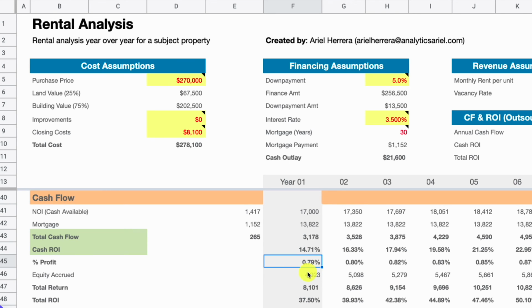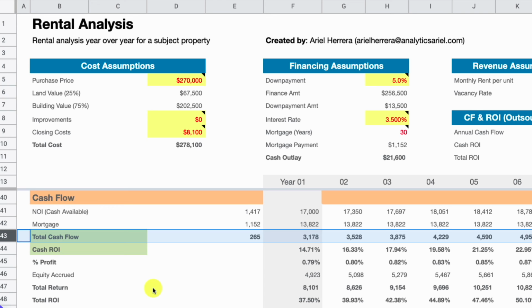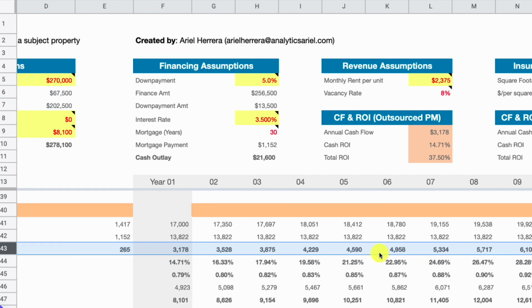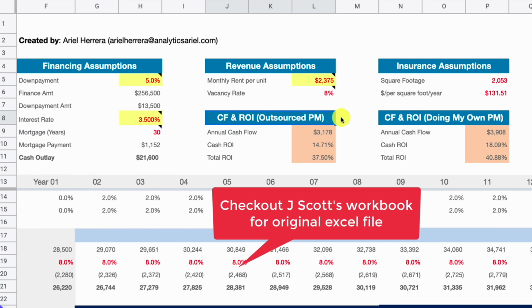Then we could look at how much equity we accrue year over year and see our total return and total ROI. If we focus on our total cash flow, we could see this number increasing year over year. And you might be thinking, well, how is this continuously increasing? And it's because we're assuming that our property is able to be rented for a higher rate every time we have a tenant turnover. In addition, I added to the top here 2 different scenarios.